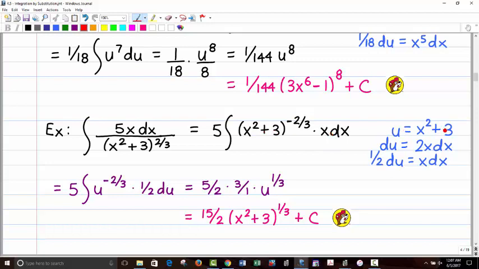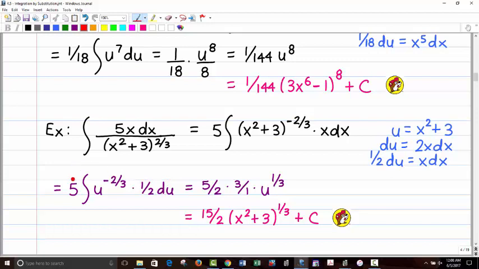So we let u equal x squared plus 3. du equals 2x dx. And we have then 1/2 du equals x dx. So that means this x dx can be replaced with 1/2 du right here.